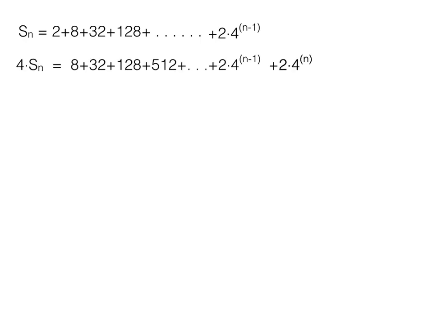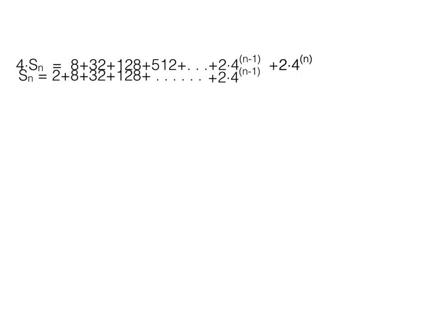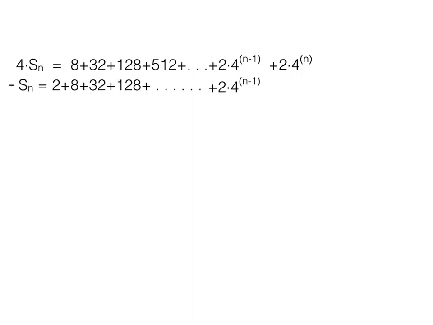So let's look at that again. We have our original sum. We have 4 times that sum. Now, let's subtract 4 times the sum minus our original sum. And if we do that, we can see that we have on the left side of the equal sign 4 s sub n minus s sub n.